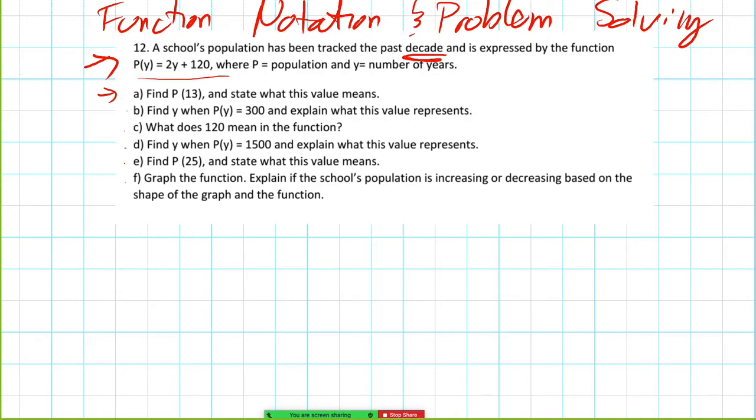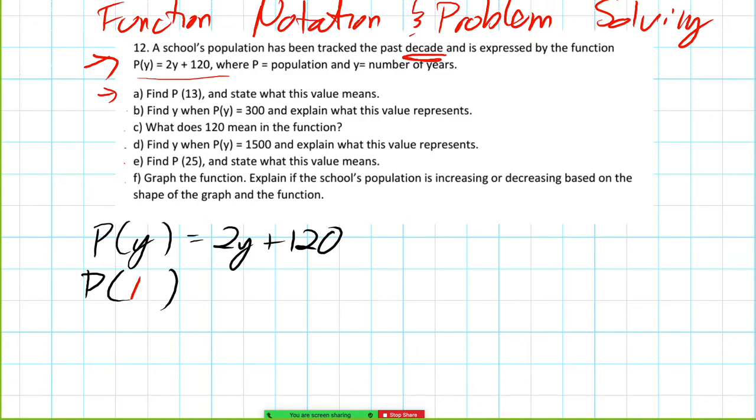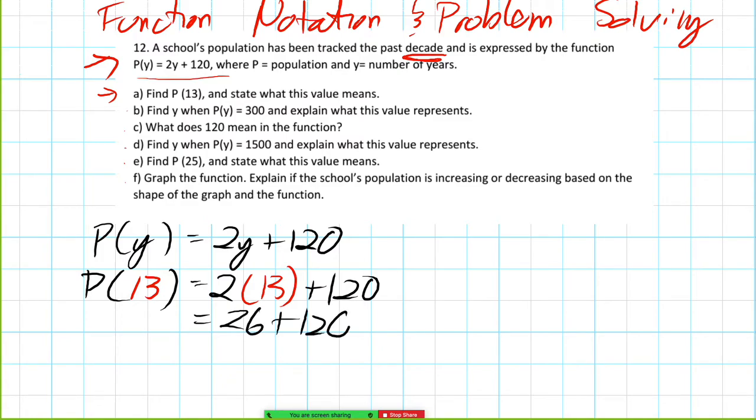Excellent. So the very first thing we'll do is take p at y and rewrite it below: 2y plus 120. In function notation, p at 13 is the idea that we're going to substitute 13 for any value of y in that question. So we had 2, and instead of writing y, we write 13, plus 120. This is simple multiplication and addition. So we get 26 plus 120, 146. Now the question is, what does this mean?